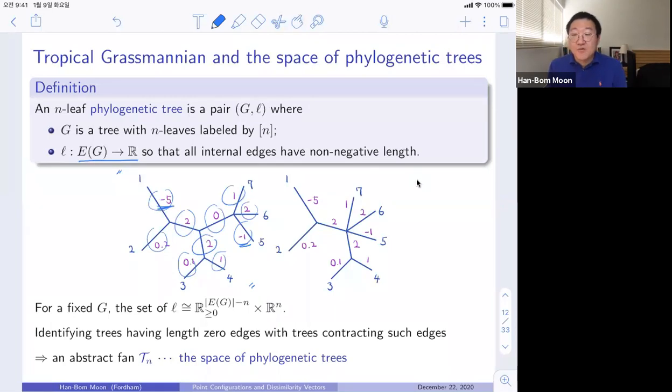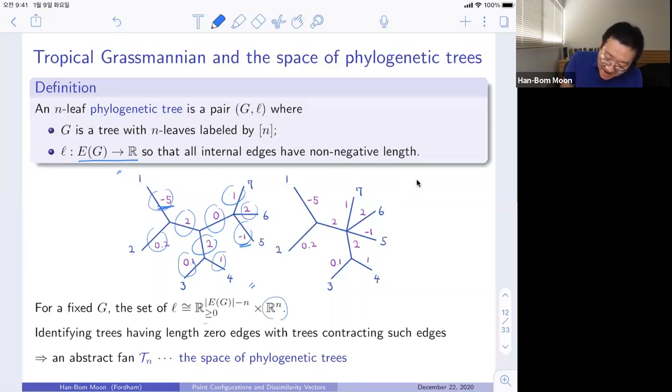One advantage of allowing some negative or even zero values is the following. First of all, if we fix the topological tree T, then the set of all edge lengths satisfying the second condition has a cone structure, which is R^n, corresponding to the n boundary edges.